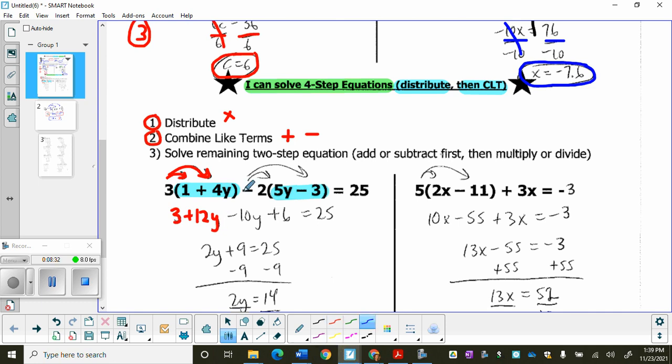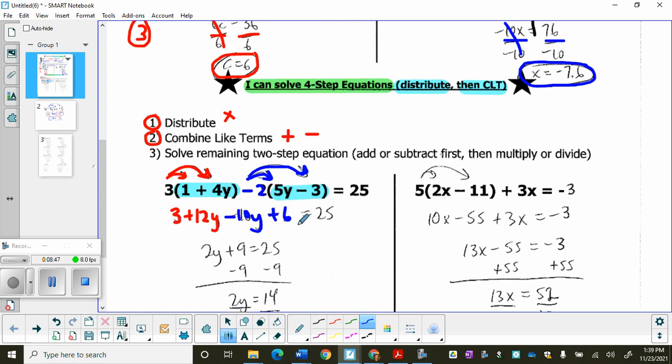And then I'll distribute over here in blue this negative 2. So negative 2 times 5y is where I get this negative 10y. And then a negative 2 times a negative 3. This time it's a positive, so I'm going to put plus 6.